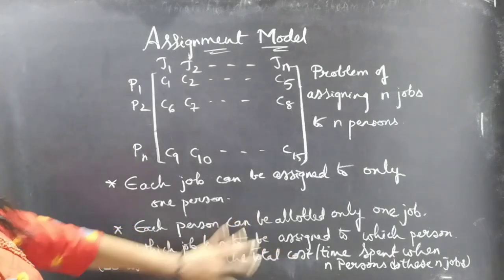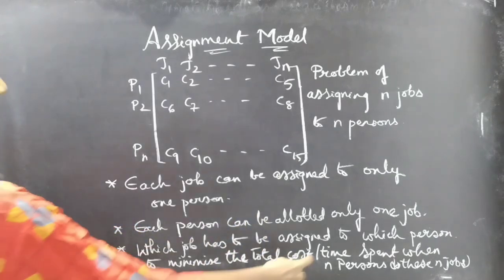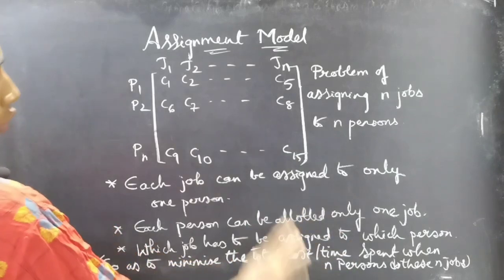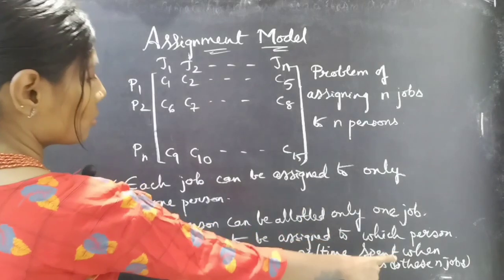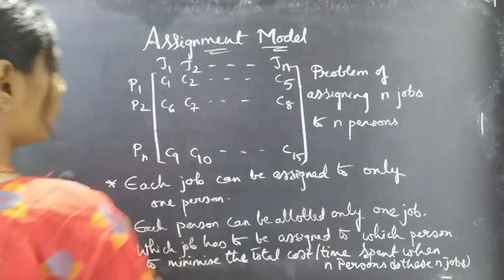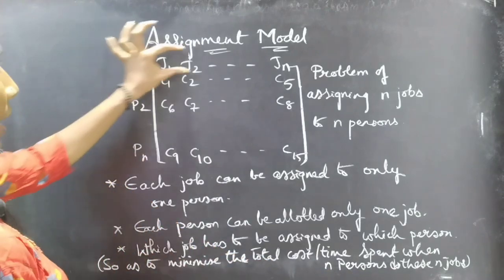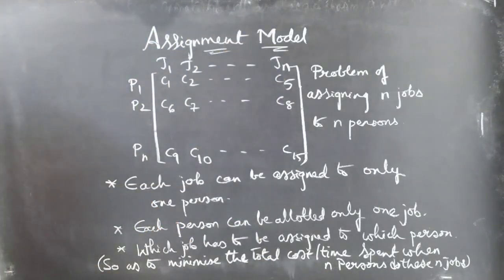If you are given a cost matrix, we'll talk about cost. If you are given a time matrix, we'll talk about time spent when n persons do these n jobs. We can see some problems so that you can understand much better.